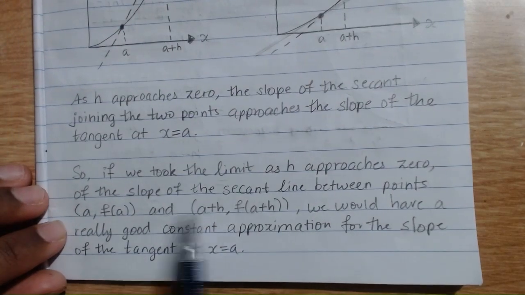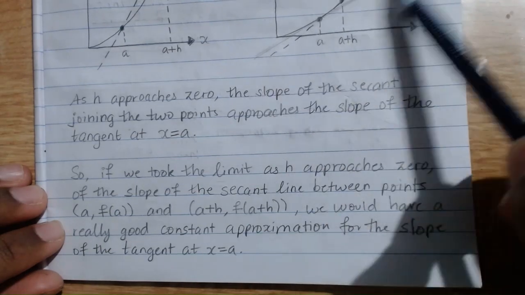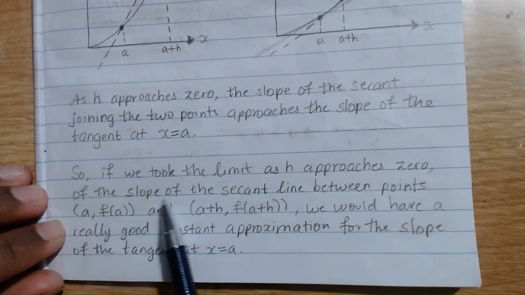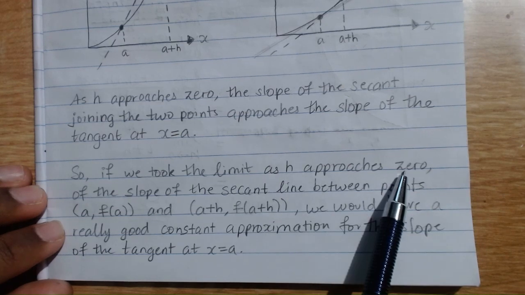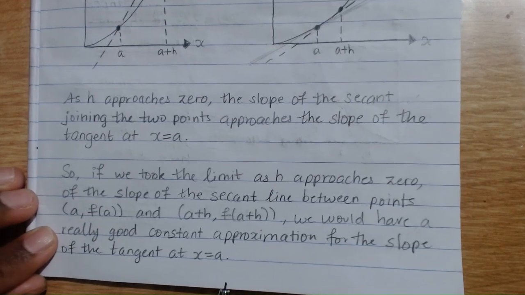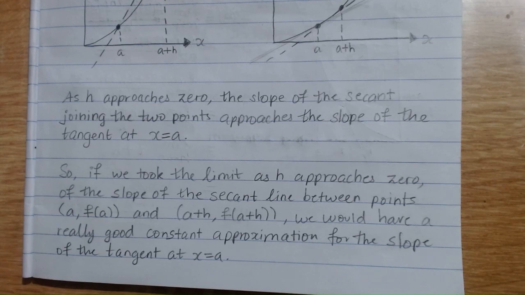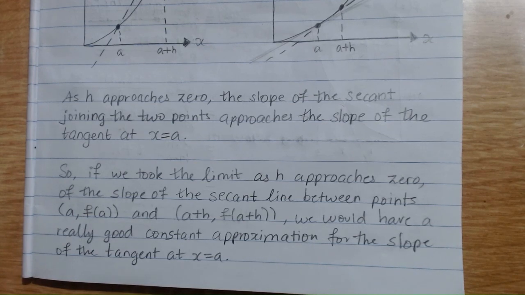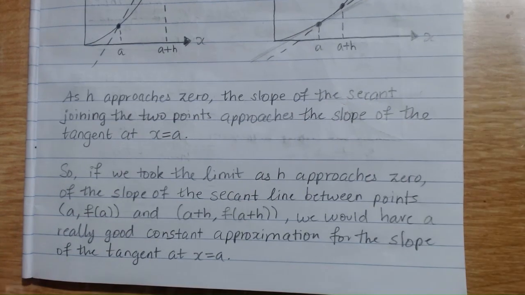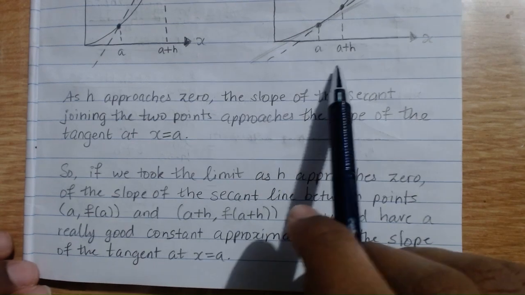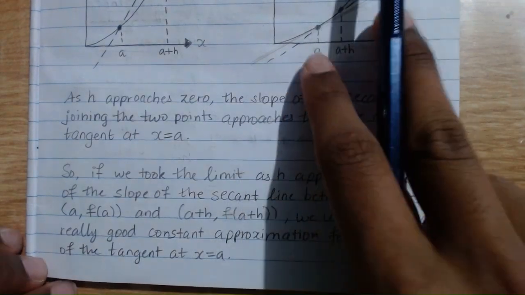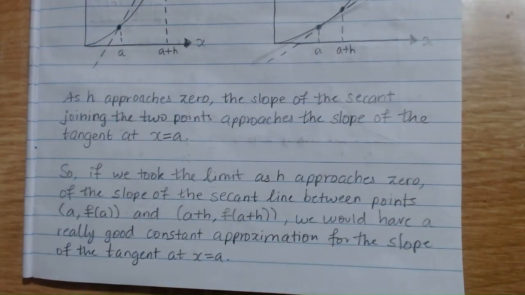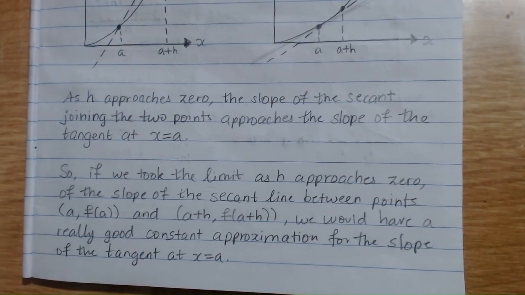So what if I took those 2 points, drew a secant line, calculated the slope of that secant line, and I took the limit as h approaches 0. So that's basically saying, what if I go to the end? Let me ask myself, what does this slope approach as h approaches 0? As h approaches 0 means as a plus h approaches a. So as these points become closer and closer together, what does the slope approach?